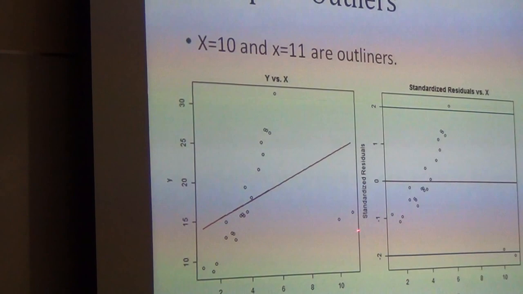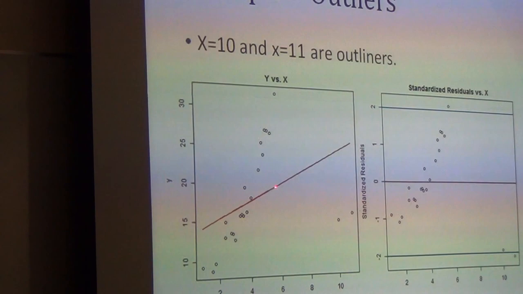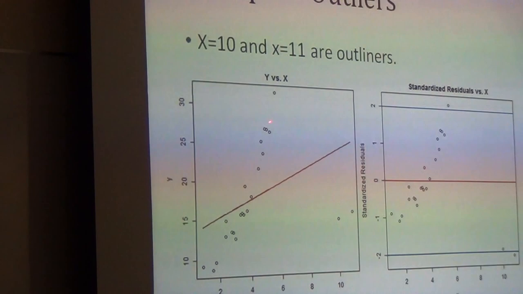So because of these two outliers, if you fit the linear regression, then this is what you're gonna get, because they have a kind of leverage effect. They are so influential. They just make the line drop significantly in this direction because of these two observations.